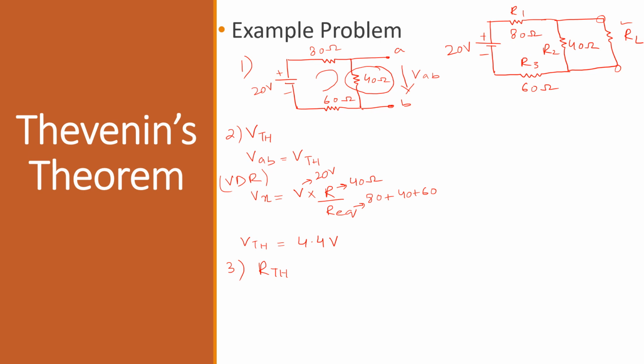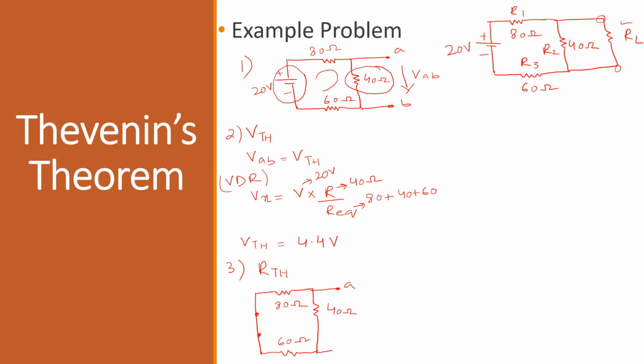Now in the third step, you have to solve for RTH, which is the value of resistance between terminals A and B. Now in order to find this RTH, you have to turn off the sources. If it is a voltage source, then short the circuit, and if it is a current source, then open the circuit. As you can see, there is a voltage source here, so we'll short the circuit. Now this circuit will look like this. This is 80 ohms, this is 40 ohms, this is 60 ohms, and this is terminal A and this is terminal B.